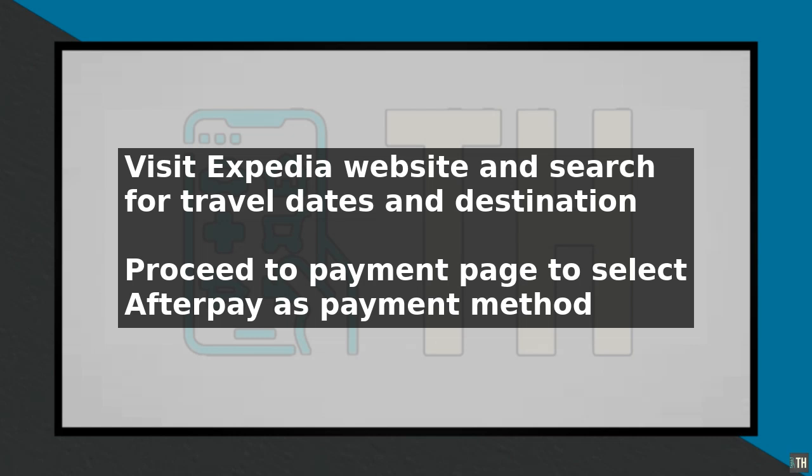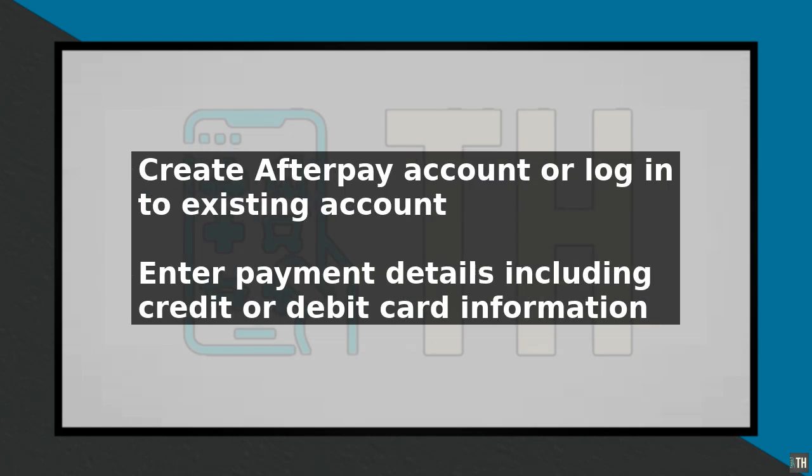Select Afterpay as your payment method and you will be redirected to the Afterpay website to complete your payment. You will need to create an Afterpay account or log in to your existing account to proceed. Afterpay will then prompt you to enter your payment details, including your credit or debit card information.